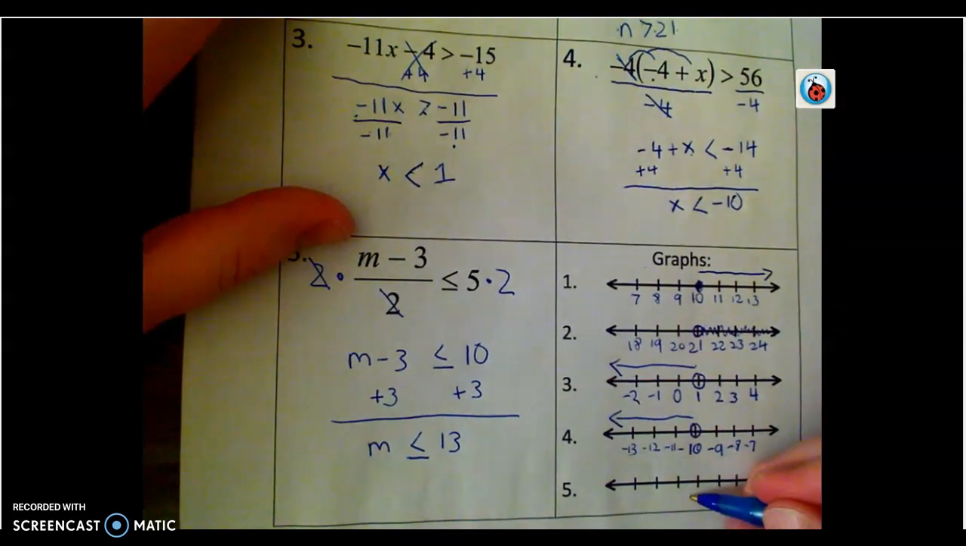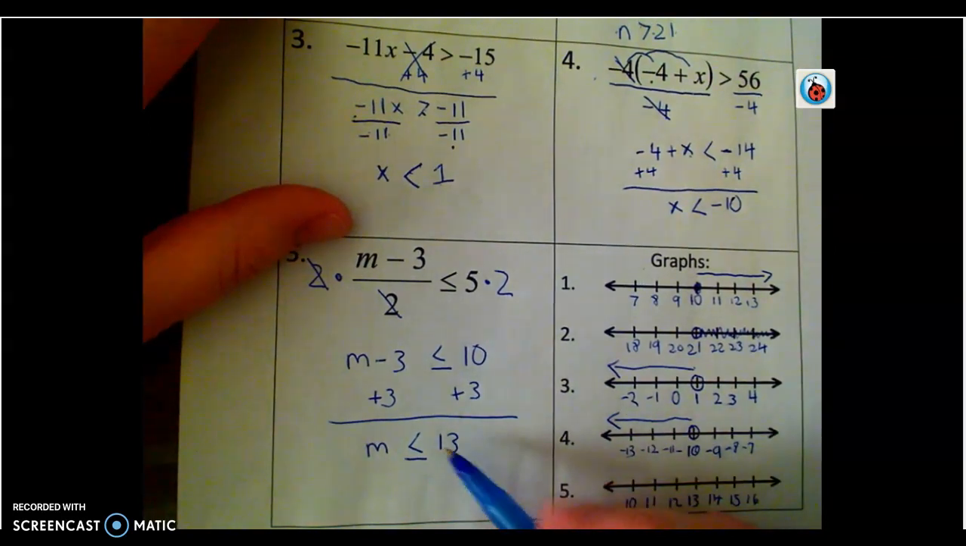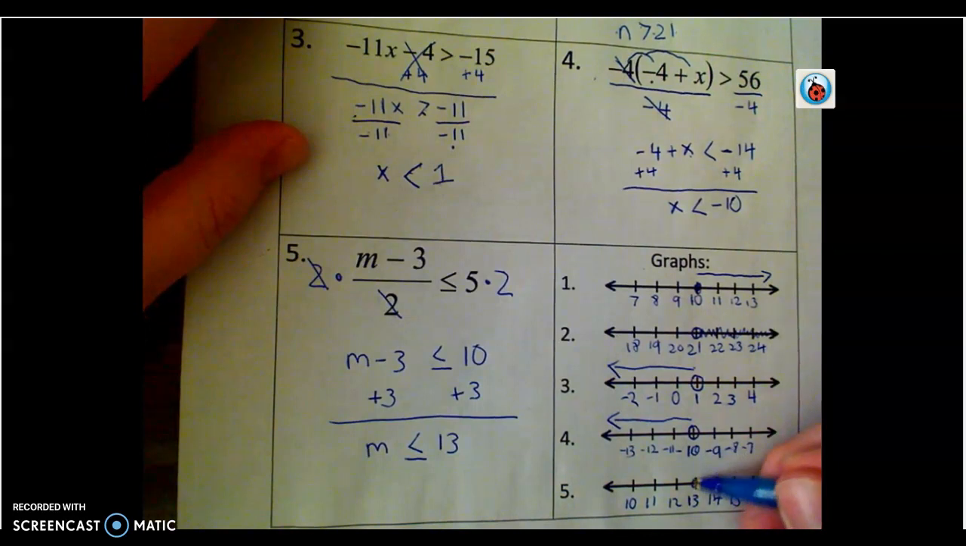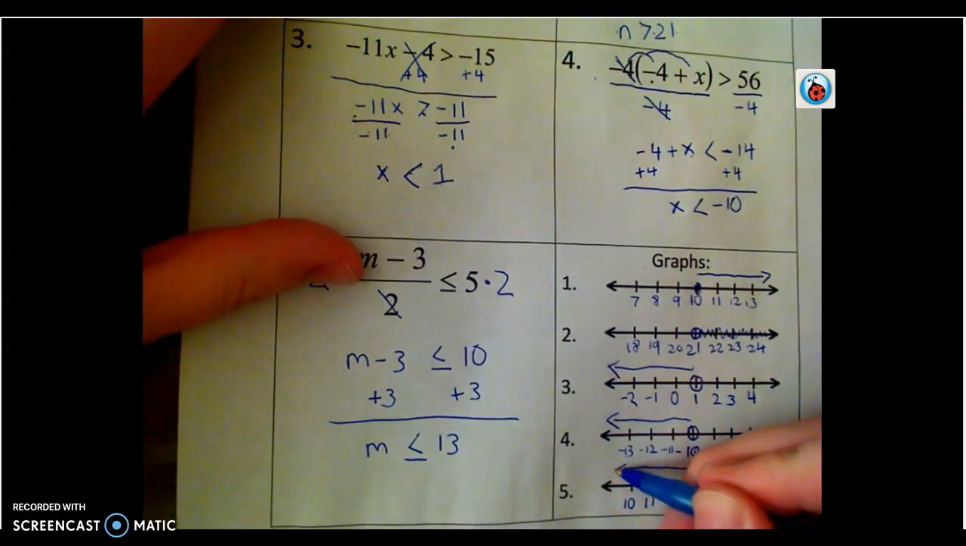Fill out the number line. Now it's less than or equal to, so I need a closed circle at 13. The graph is going to the left.